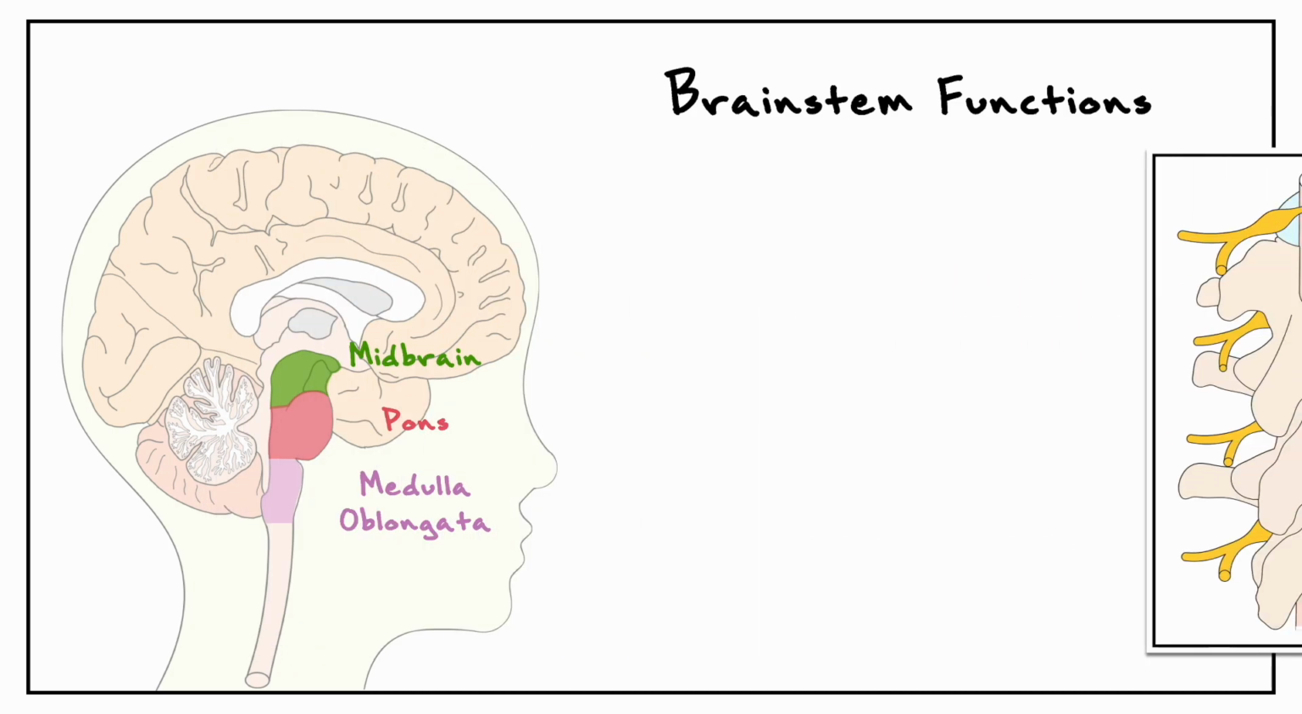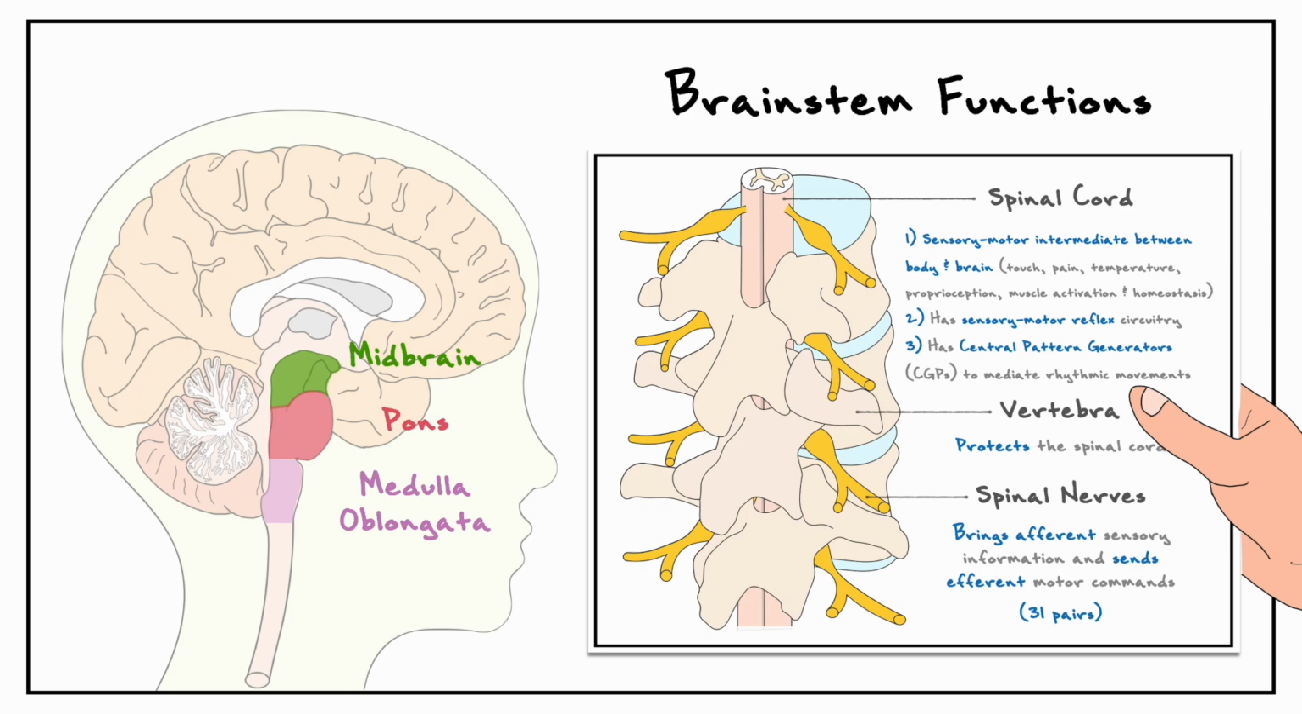In our discussion about the spinal cord, we discussed at length how spinal nerves that leave the spinal cord carry afferent sensory information and efferent motor information. Additionally, we mentioned how the spinal cord has sensory motor reflexes and central pattern generator circuits that allow it to do some processing of the environment.